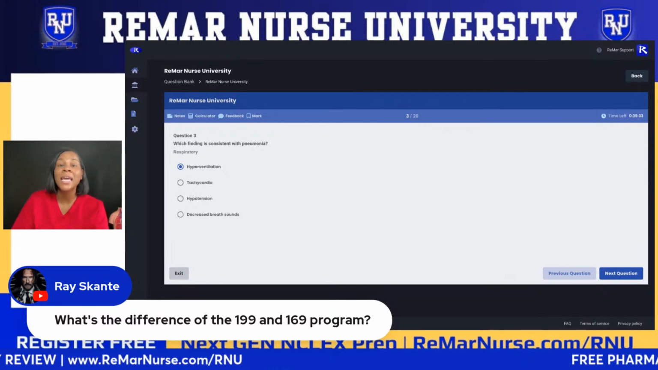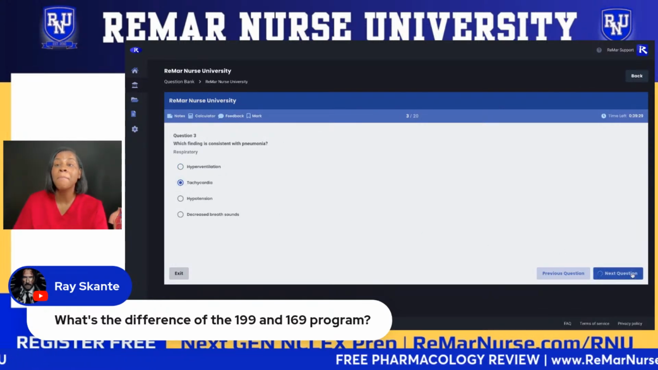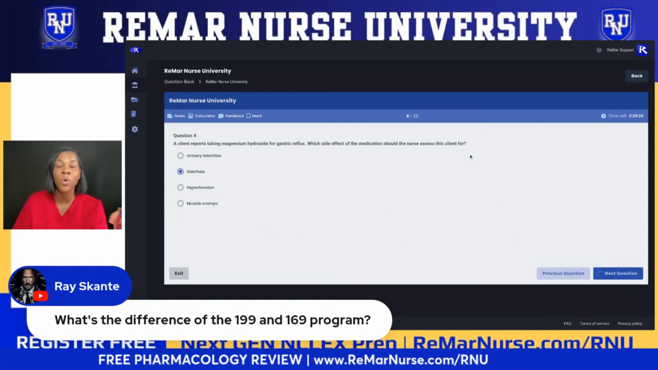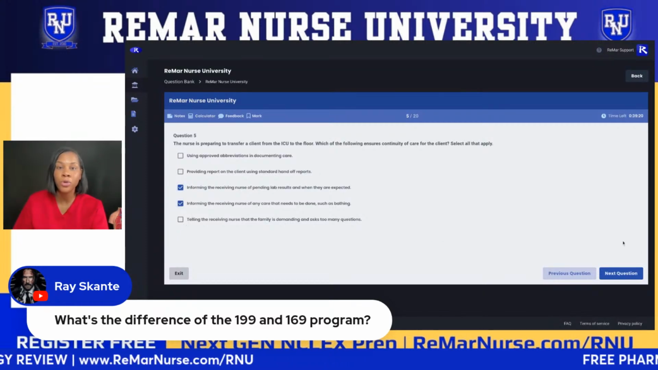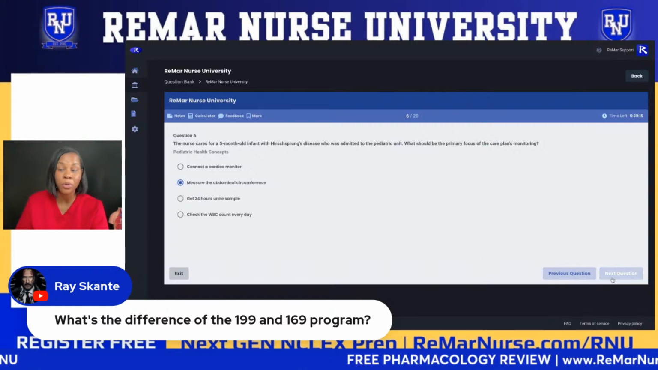The 199 and 169 programs give you the same thing. The only difference is the amount of time that you have access to the lectures, the question bank, and the computer adaptive test. You get all of my lectures, the question bank, and 2 computer adaptive exams.